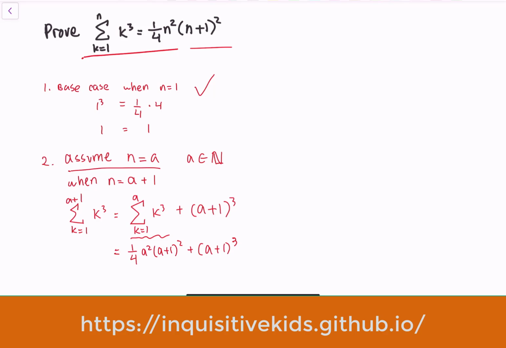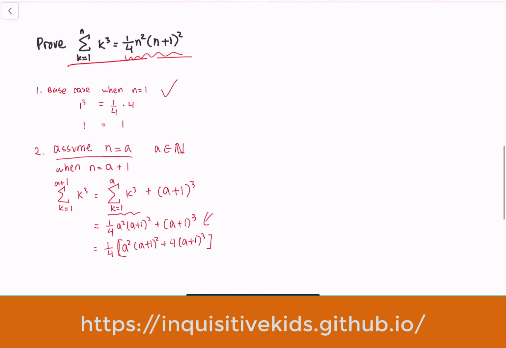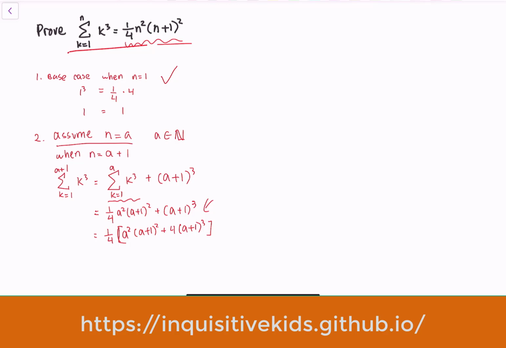Now let's see if we can modify this equation and put it in a format where it's similar to the 1/4 times n squared times n plus 1 squared. Well, first, we need a 1/4. So let's factor out a 1/4. We're left with a squared times a plus 1 squared plus 4 times a plus 1 cubed. And now we're going to try to factor out an n squared term. In this case, n is equal to a plus 1. So we're going to factor out an a plus 1 squared.